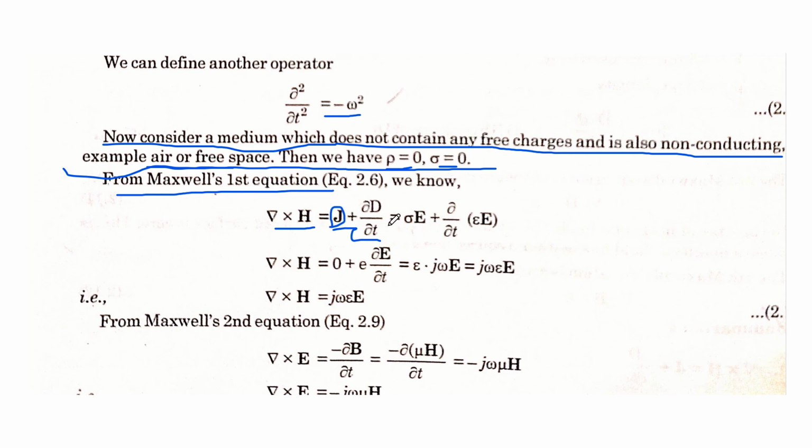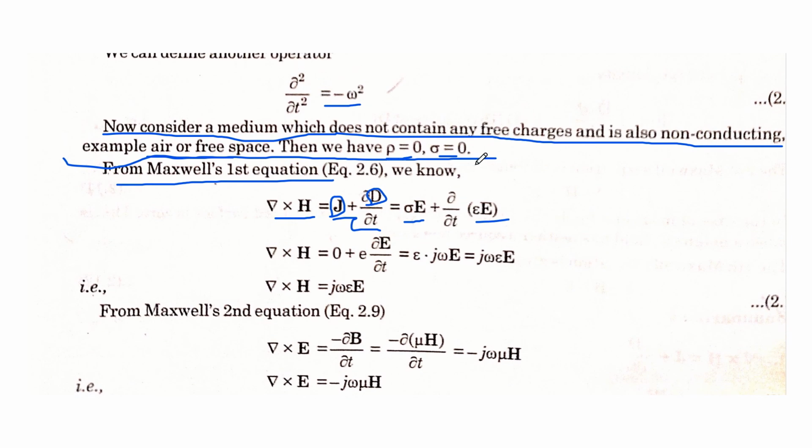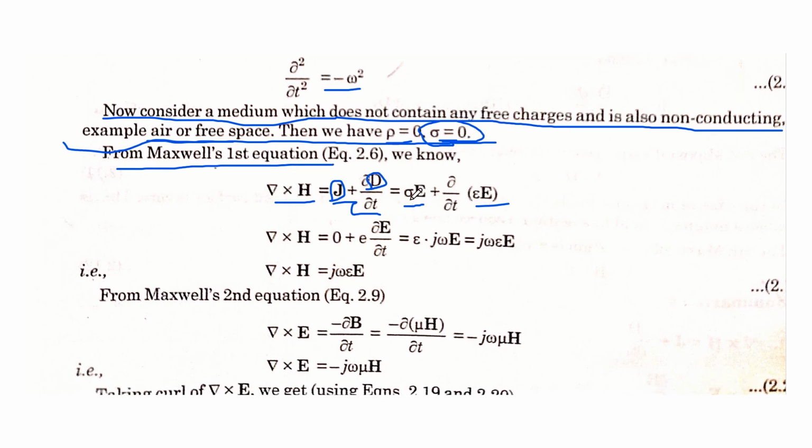We can represent the current density in terms of the electric field, that is sigma into E bar plus dou by dou T into D bar. Here D bar is there. We can represent D bar in terms of the electric field, that is epsilon into E bar. Now observe, here we already assumed that the medium is a dielectric medium. For a dielectric medium, the conductivity sigma is equal to 0. So if I multiply sigma into this capital E, the whole term will become 0.